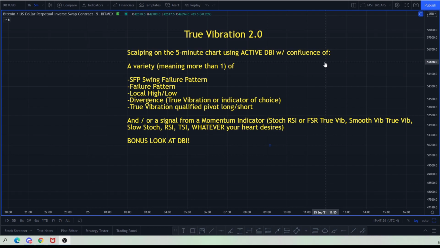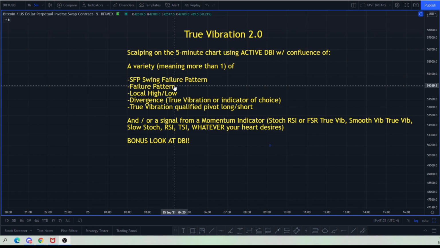A local high or a local low. So you'll see this in a minute. And I'm giving so much, right? The reason why is that, well, let me just explain and then I'll give you the reason why. Divergence, right? Whether that's on my True Vibration indicator, or any indicator of your choice that makes your heart go pitter-pat. True Vibration qualified pivot, long or short. If you don't understand that, I'm going to show you that in a minute. But for those that get it, you know what I'm talking about. Then it says and/or.